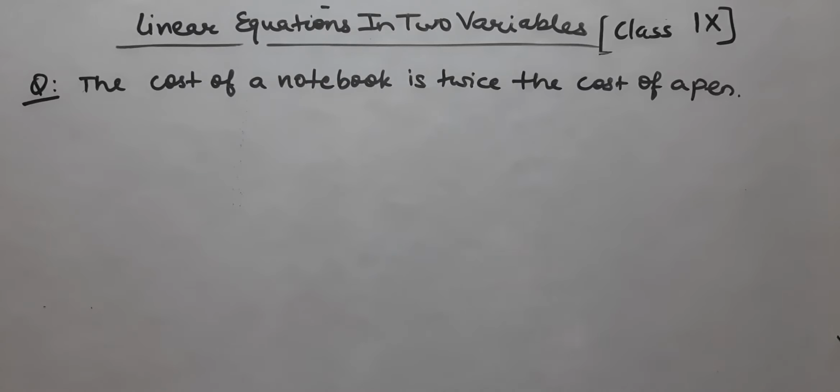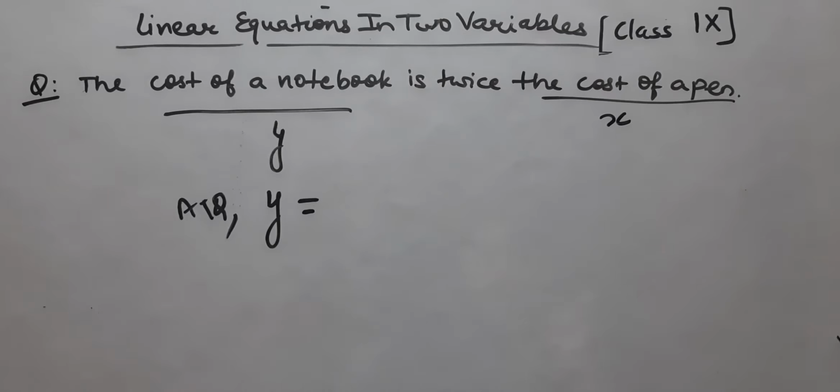So for this, I can let the cost of pen be x, and the cost of a notebook, say y. So what I am going to do, I will write the equation. The cost of a notebook is y, so I have written here y. In place of "is" I have put an equal sign.